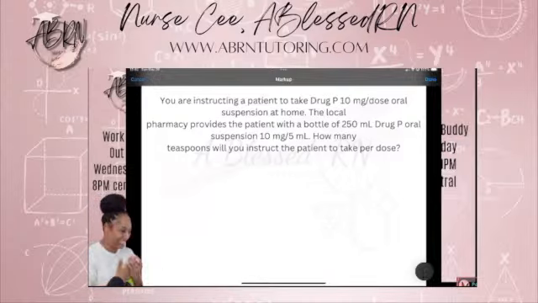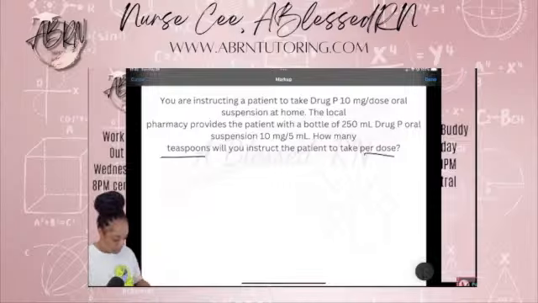I promise. Okay, so this one is asking about teaspoons, right? Teaspoons per dose. So that is our goal.